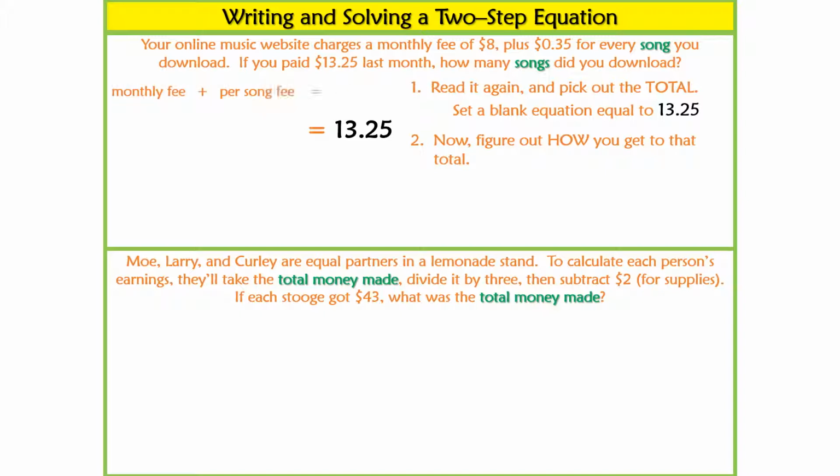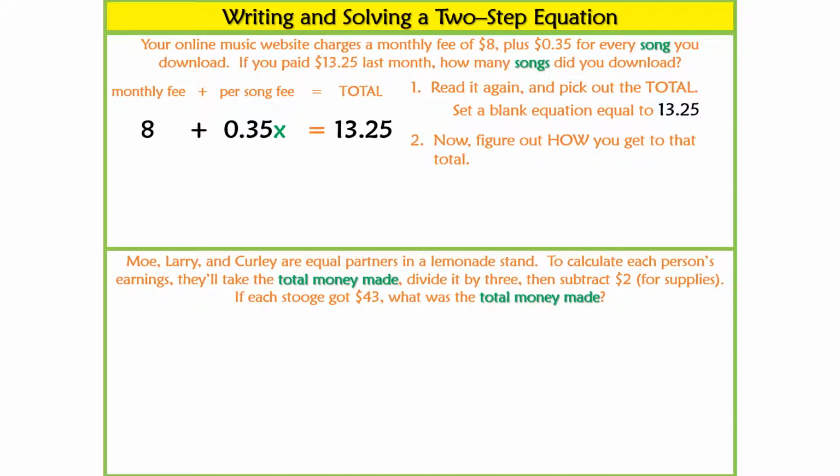Well, in this situation, the total comes from taking the monthly fee plus the fee you pay per song, and that will get you to the total. So coming up with the monthly fee is easy. It's $8. The per song fee, though, is a little bit trickier because we do know that it's 35 cents per song, but if we don't know how many songs, what are we going to do? Well, remember in math, if we don't know something, we assign a variable to it. So in this case, how do we represent 35 cents times I don't know number of songs? We're going to represent that as 0.35 times x.